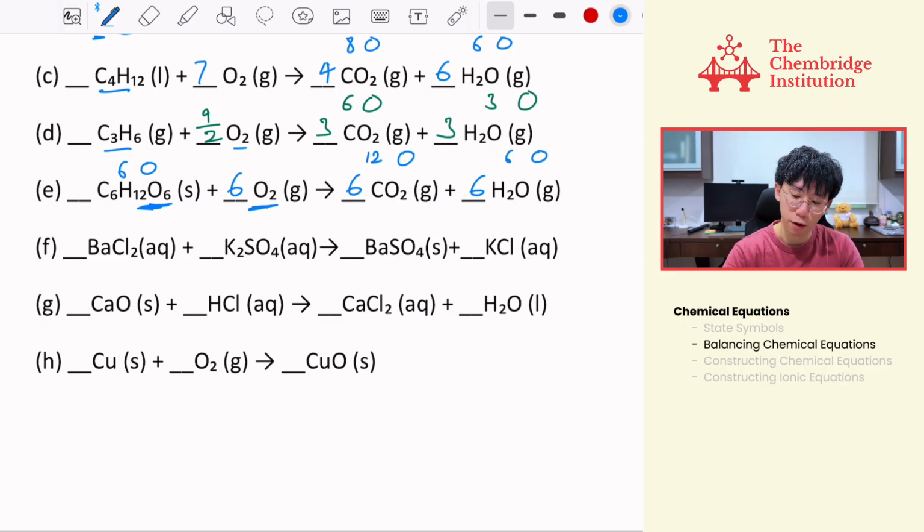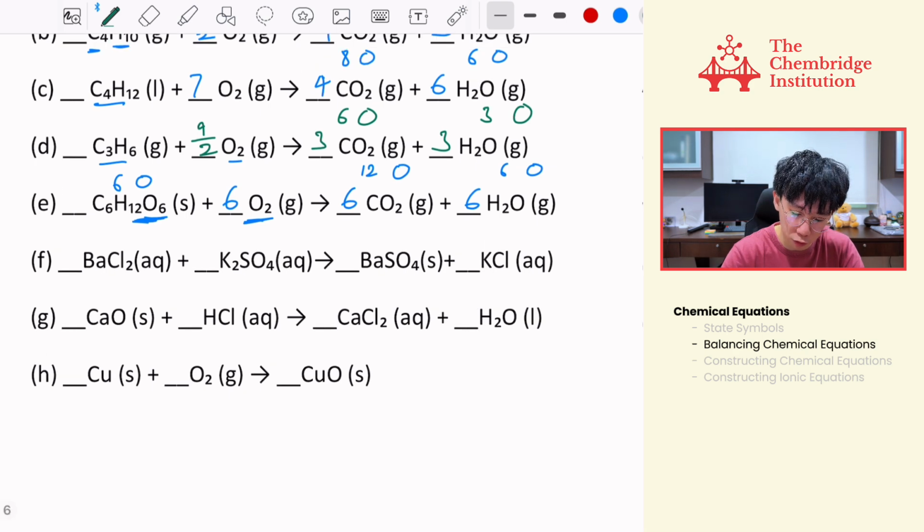Okay, next we have barium chloride plus K2SO4 to give barium sulfate plus KCl. So what I want you to pay attention to is what happens when you have complex ions. Usually when you have complex ions, you want to treat it as a whole. You don't want to count the individual elements because it's too much, right? You don't want to keep track of that many elements. So for example, sulfate, right? You can just put a bracket over here, and this SO4 is kind of like 1 unit.